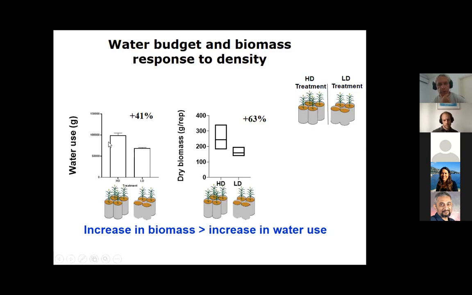So the water use under high density increased by 41%. But the biomass, which is the y-axis here, increased 63%. So in other words, biomass increased relatively more under high density than water use. So it means that we've got a benefit in transpiration efficiency. And the same results were obtained in pearl millet.